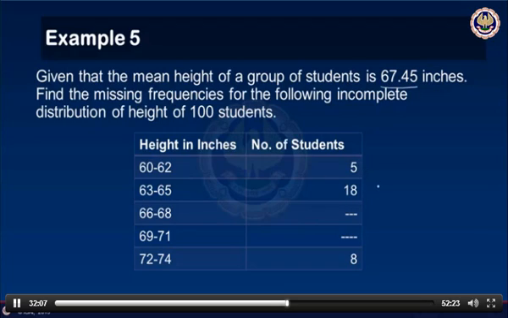Here we have to assume that x is the height of the students, and next one is F3 and F4. Here we have to assume these are the missing frequencies, F3 and F4. If you see, there is an order F1, F2, F3, F4, F5. Now in the next slide we have to compute the missing frequencies. Before that we have to compute the table.